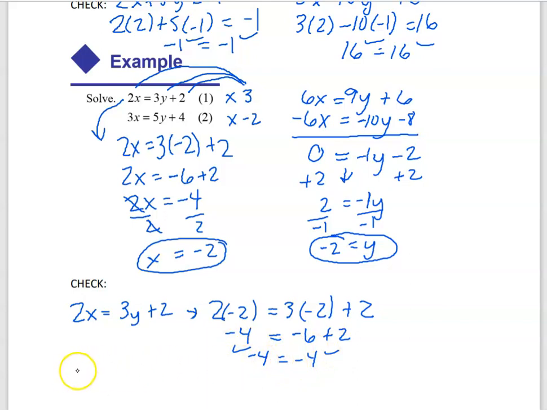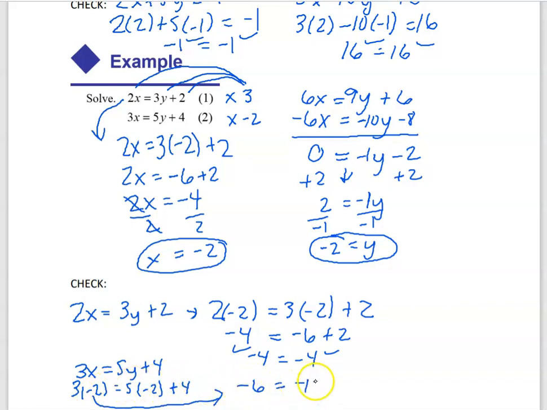Okay, my other equation says 3x equals 5y plus 4. And I'm still going to plug in negative 2 for the x and the y. Okay, so on this left side, I'm getting negative 6. On this side, I get negative 10 plus 4. So negative 6 equals negative 6. That checks out. So we know that that's the correct answer.